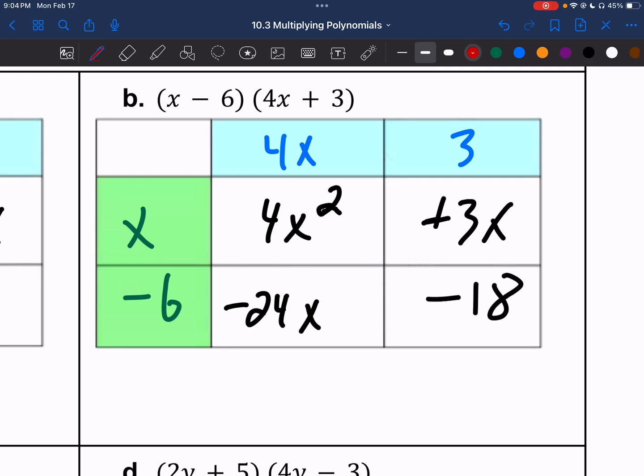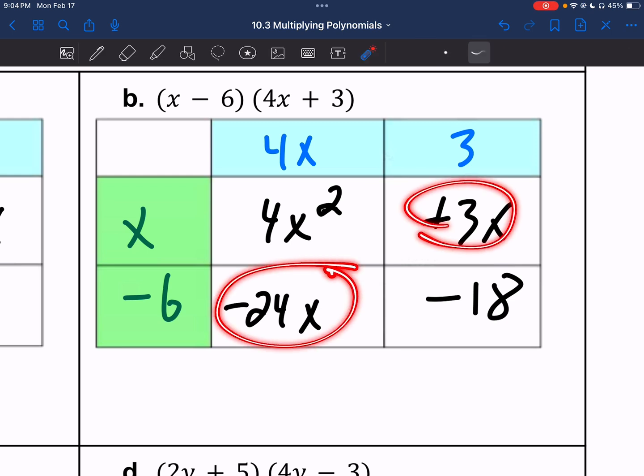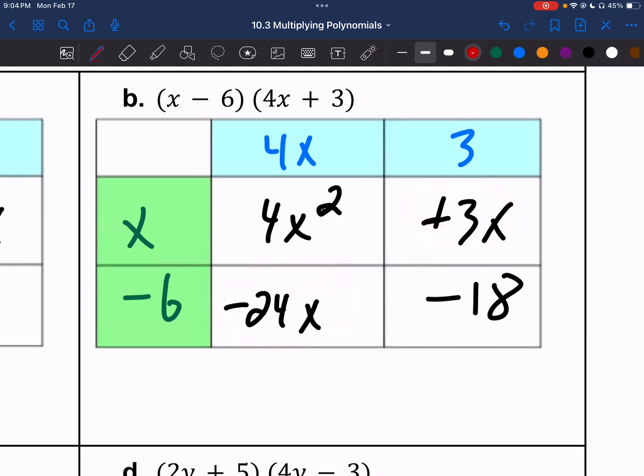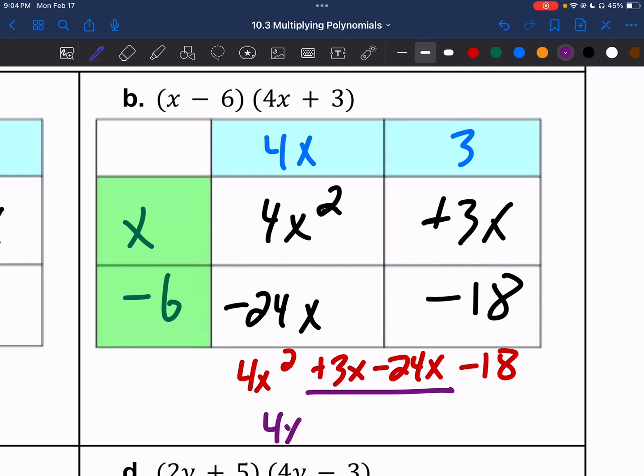Now, you might be asking yourself, Mr. Boland, what if I put x minus 6 on the top and 4x minus 3 on the bottom? Well, your top right and your bottom left boxes will simply just switch. That's all. Nothing else happens. They just switch places. So we rewrite 4x squared plus 3x minus 24x minus 18. Combine like terms, and we get 4x squared minus 21x minus 18.